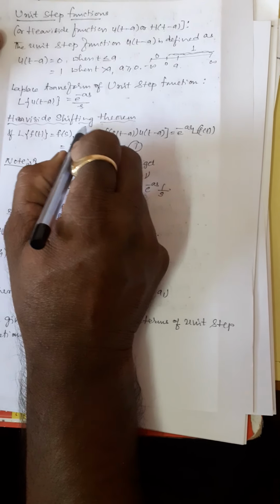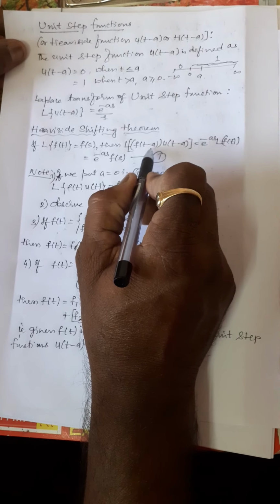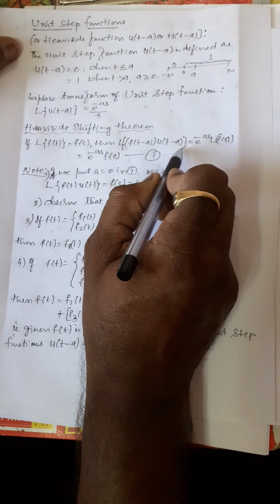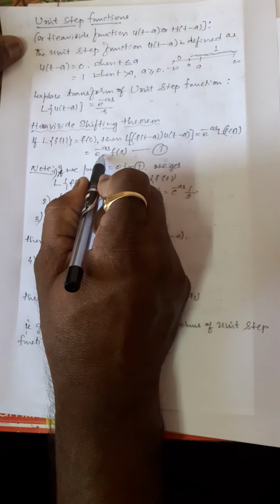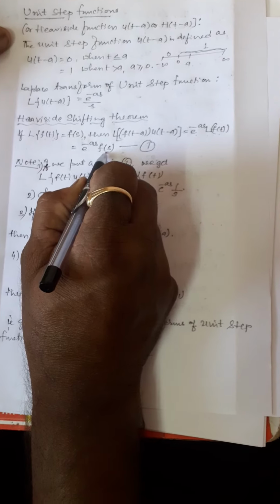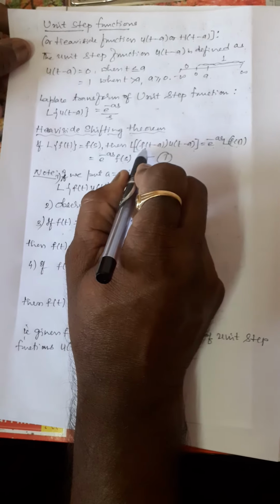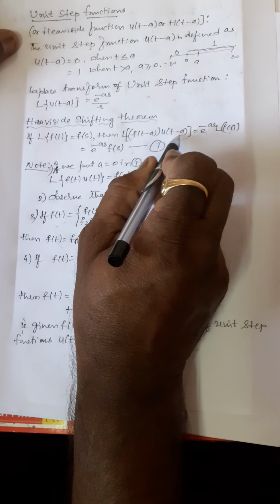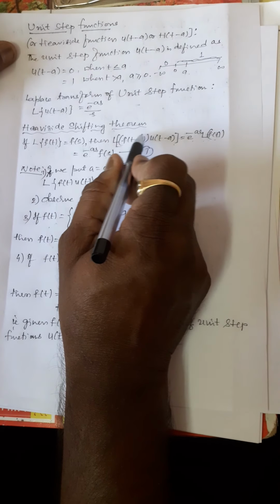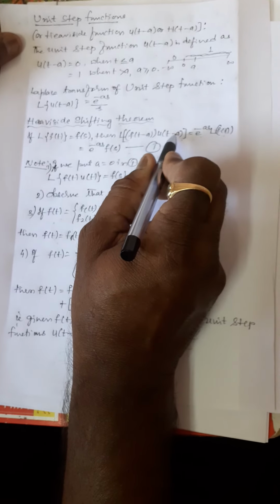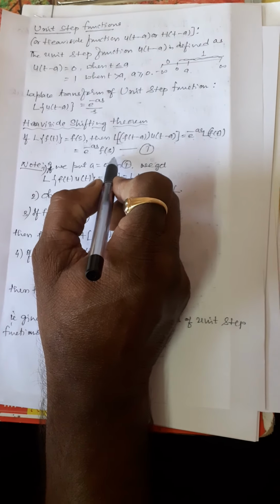Next, the Heaviside shifting theorem. If L of f of t is equal to F of s, then L of f of t minus a into u of t minus a is equal to e to the power minus as L of f of t, that is e to the power minus as into F of s. L of f of t is equal to F of s is already known by us. Then, if the given function is in this manner, refer here, the result will be e to the power minus as into F of s.